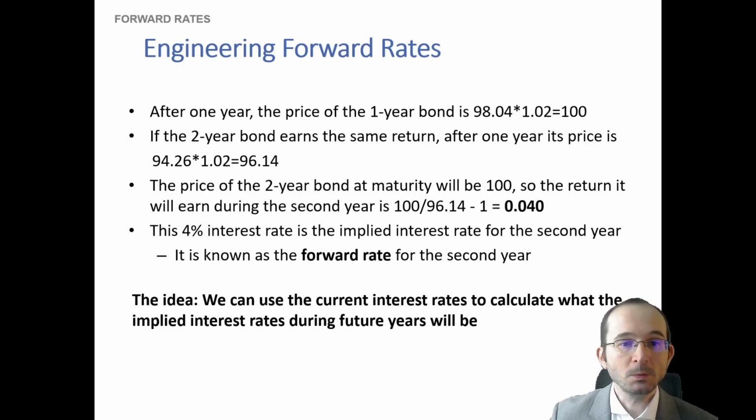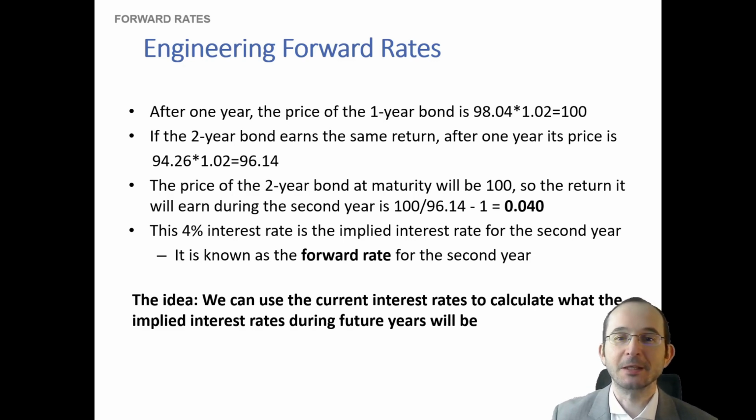Now, what would happen if we held that 2-year bond for the first year? Well, if it earns the same return as the 1-year bond, then we should expect, if its initial price was 94.26, we compound it forward at 2% for 1 year, and we get 96.14. Now, at maturity, of course, this bond is again going to be worth 100 because it's going to pay off its face value. So that means that in the second year, we're effectively locking in, or well, we're expecting a higher rate of return of 4%.